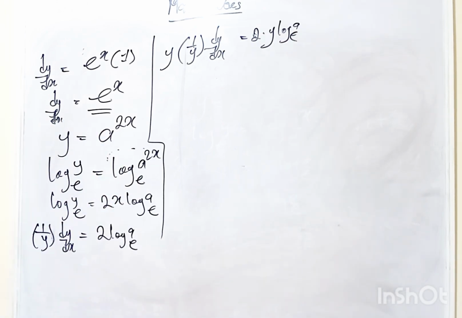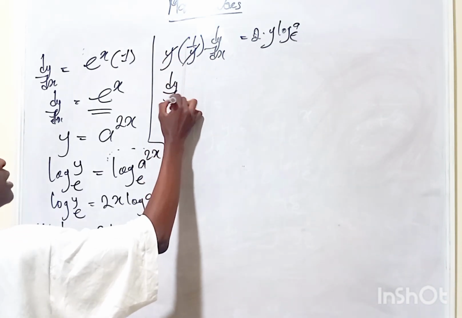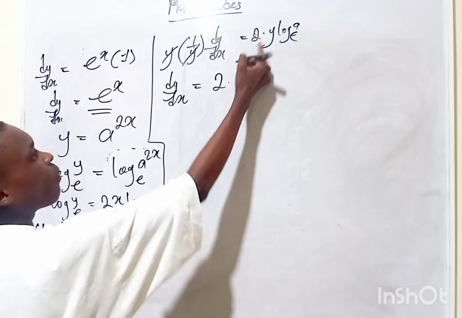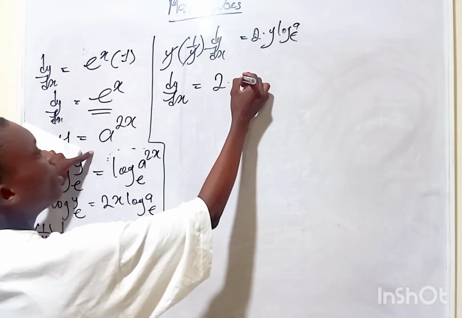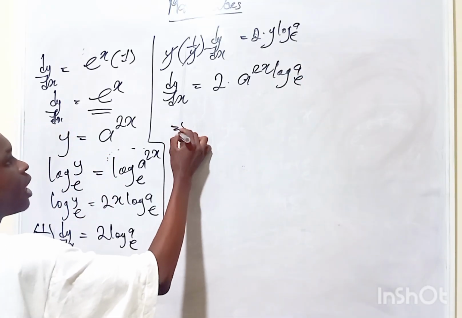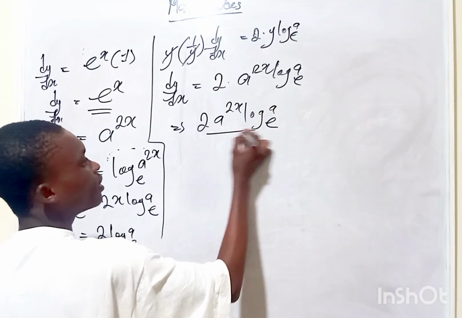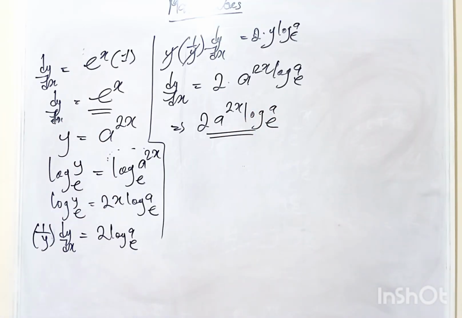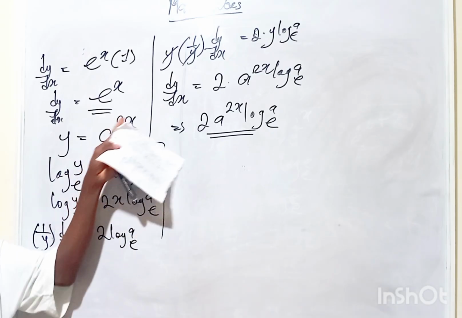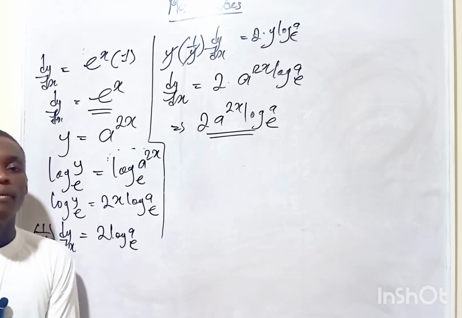So from there, y can cancel out y, and dy by dx equals 2 times y log a base e. Our y was what? a raised to 2x. So our final answer becomes 2 a raised to 2x log a base e. Therefore, if we differentiate this exponential function a raised to 2x, we have 2 multiplied by a raised to 2x log a base e.